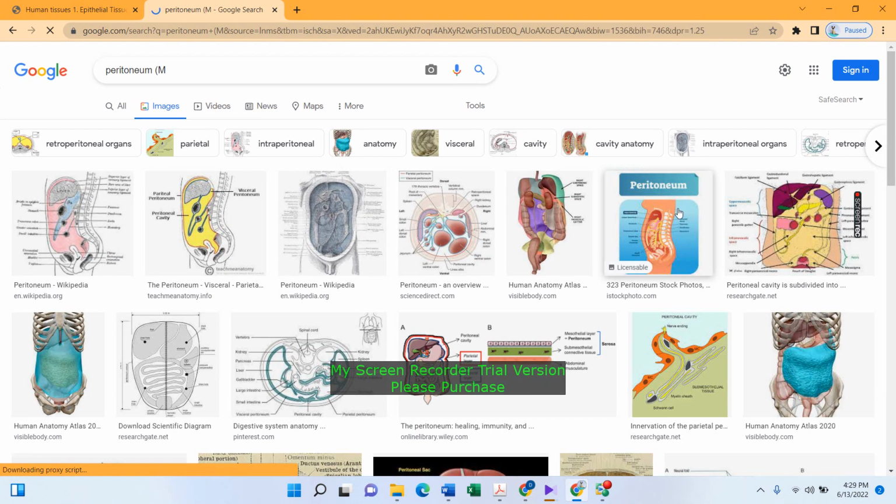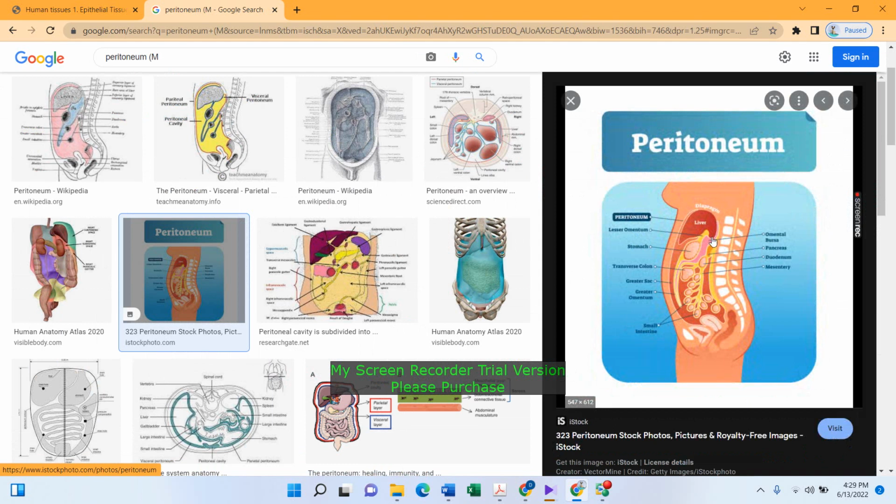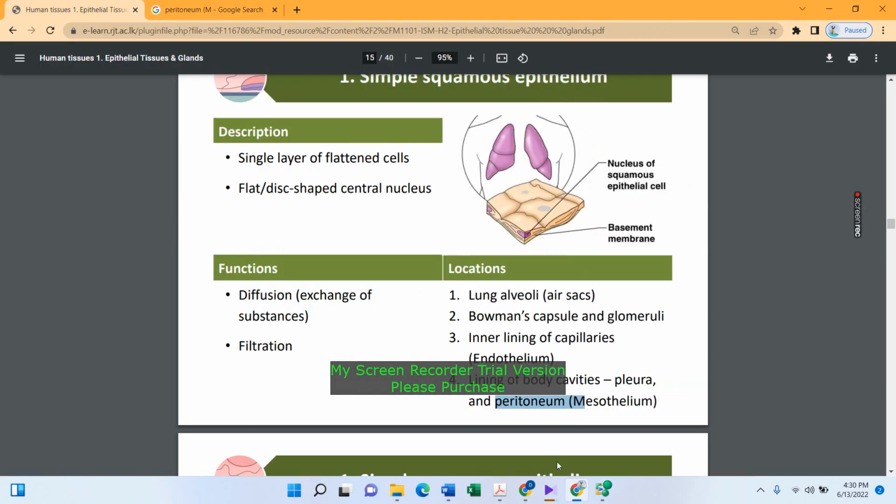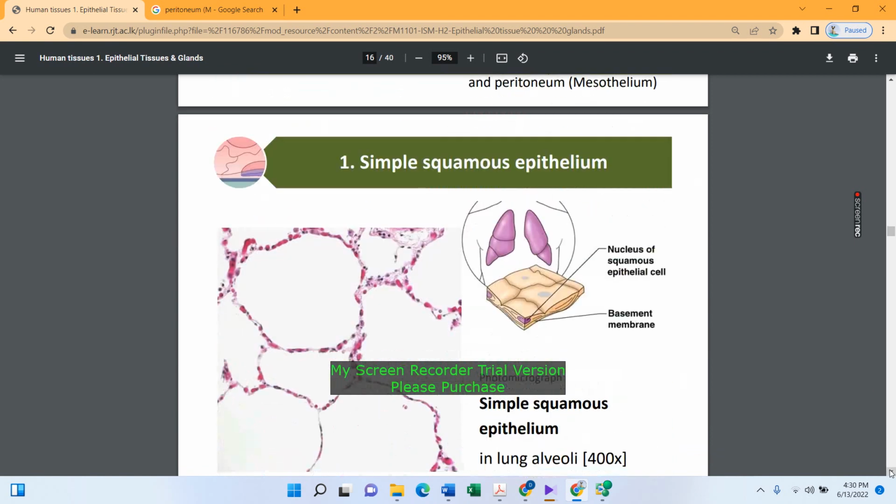You can see this is the peritoneum, inner lining of the abdominal cavity, and also pleura, inner lining of the body cavities. Pleura is the lining of the cavity where the lungs are. So the inner lining of the abdominal cavity and the inner lining of the thoracic cavity, that means peritoneum and pleura, are also lined by this simple squamous epithelium. So there are four locations of it.